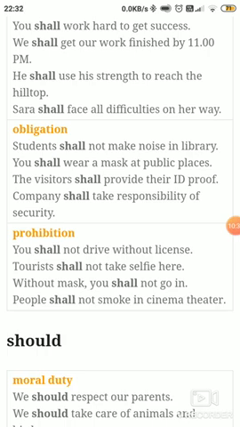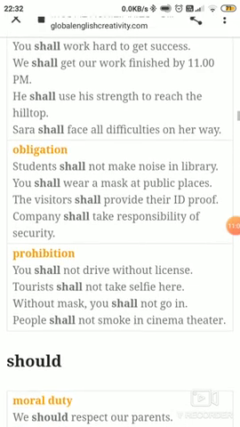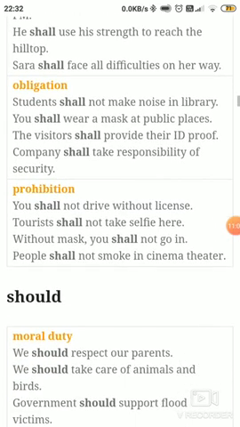Prohibition. You shall not drive without license. Prohibition means restriction, children. Tourists shall not take selfie here. Without mask, you shall not go in. People should not or shall not smoke in cinema theater. These sentences are in the situation of restriction, restricted area.